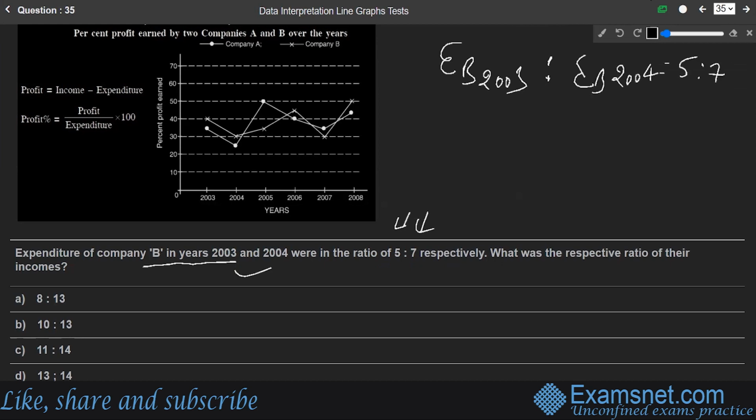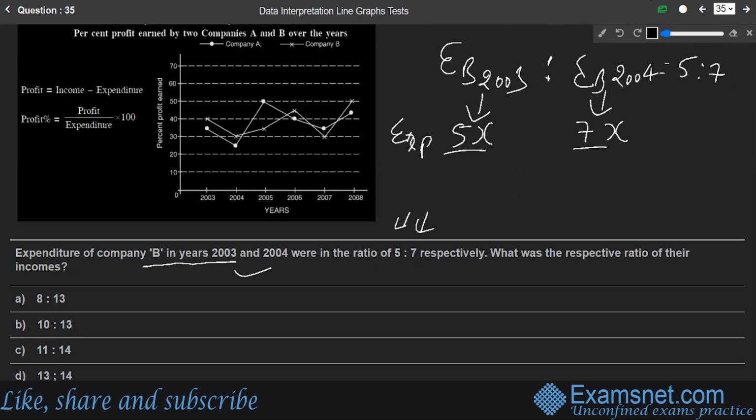So let us first assume these numbers as 5x and 7x. So expenditure of B in 2003 is 5x, expenditure of B in 2004 is assumed to be 7x. These are the numbers first. Then when we know the expenditure values, the expenditure values can be converted into income values, as the profit is also in the picture.